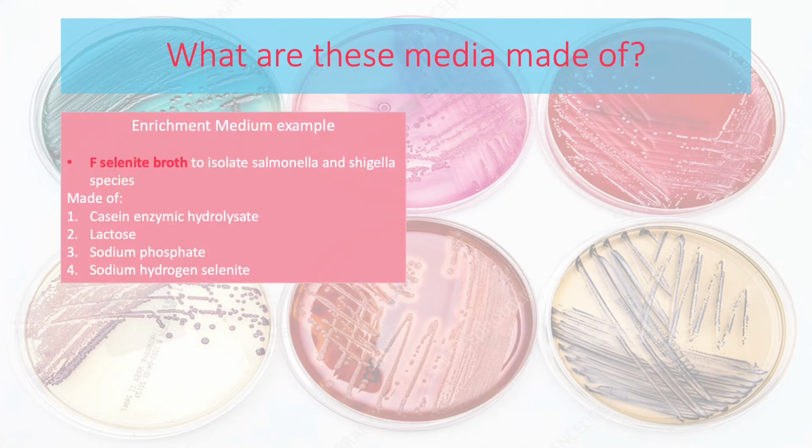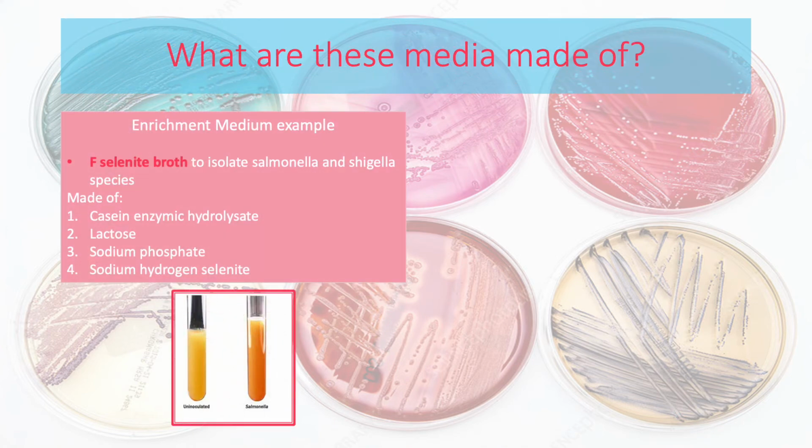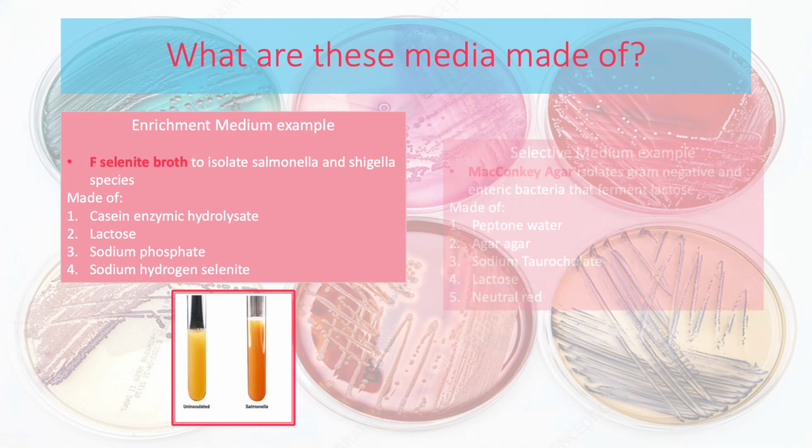There are different types of enrichment and selective medium. One of the examples of enrichment medium is F-selenite broth, which is used to isolate Salmonella and Shigella bacterial species. It is made of casein enzymic hydrolysate, which is a source of nitrogen and vitamin, lactose, which is a carbohydrate source, and sodium phosphate and sodium hydrogen selenite, which maintains pH.